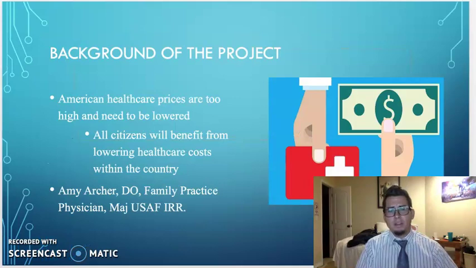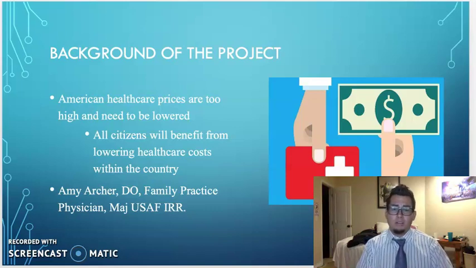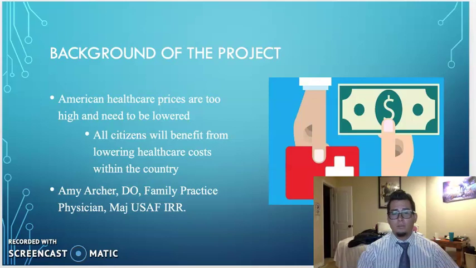The background of the project is American healthcare prices are way too high and need to be lowered. All citizens will benefit from lowering the healthcare costs within the country. I had the unique opportunity to shadow Amy Archer, a DO, family practice physician, Maz USAF IRR, and she was very helpful in allowing me to shadow her and look at her own practice and how they can ultimately eliminate costs so that the patients are actually paying less and lowering costs throughout the country. This can ultimately help citizens throughout the United States gain health care and utilize it for the greater good of their family.